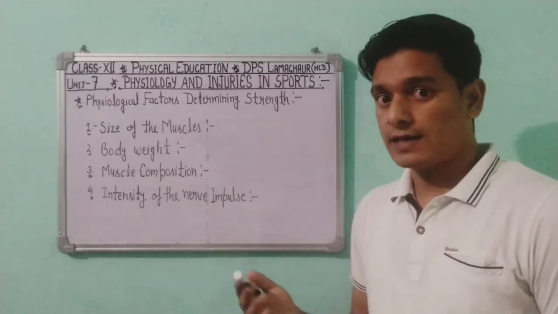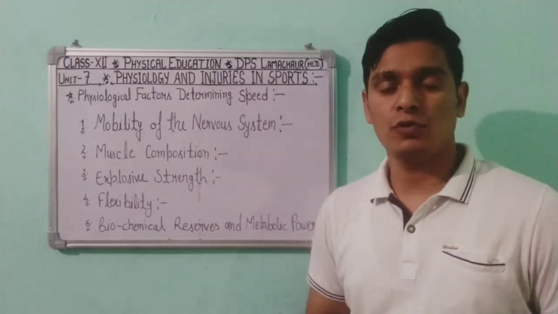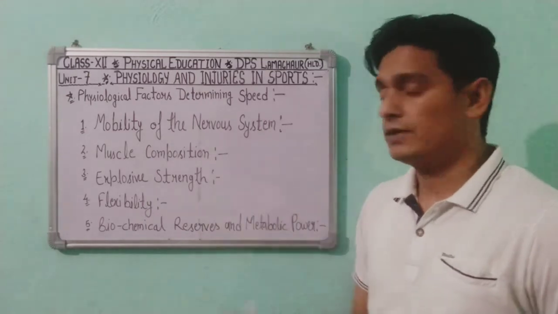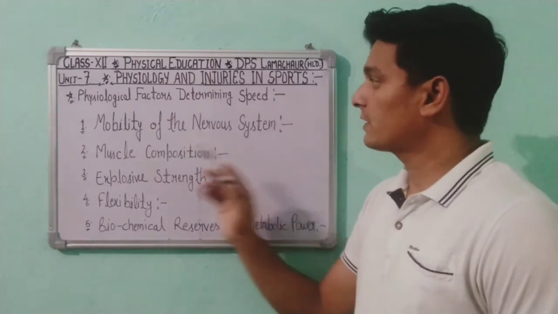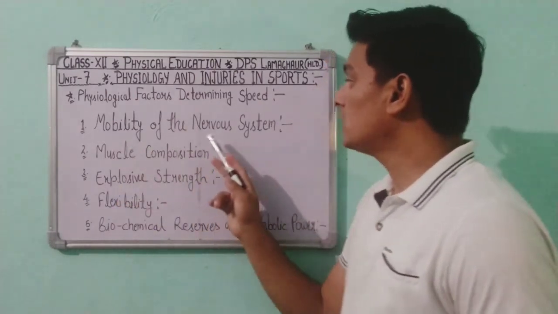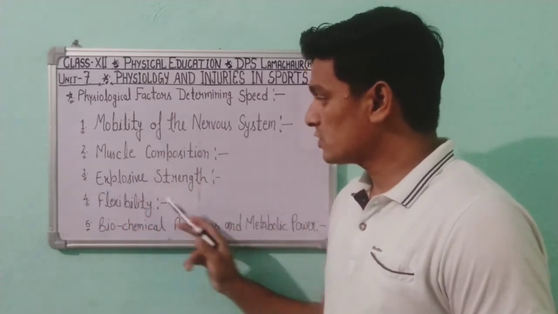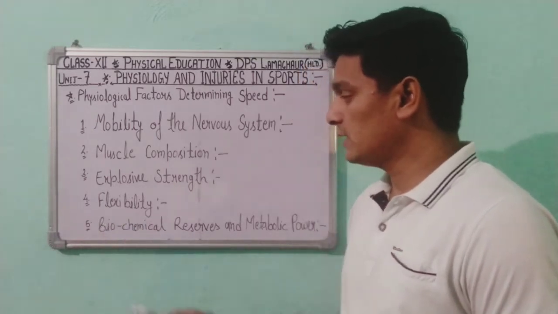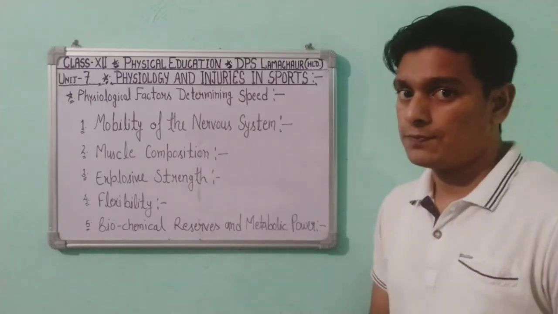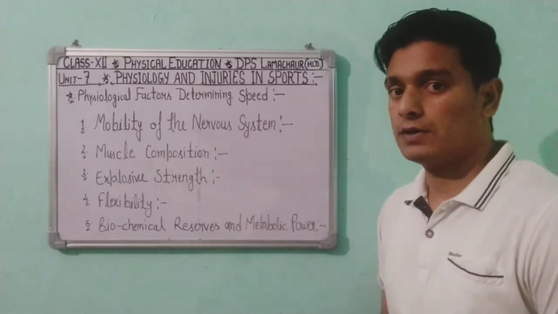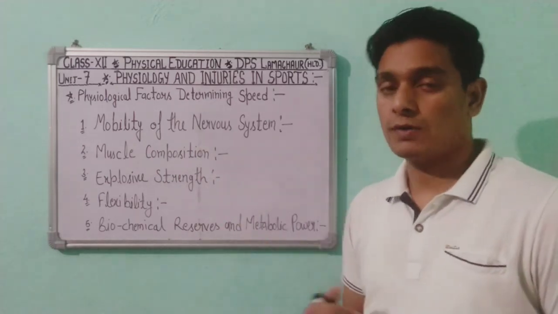Now let's know next the physiological factors determining speed. The next component of physical fitness is speed. Now I am going to tell you about the physiological factors determining speed. These factors are: first, mobility of the nervous system; second, muscle composition; third, explosive strength; number 4, flexibility; number 5, biochemical reserve and metabolic power. Now I will explain all of these one by one. So the first is mobility of the nervous system. Now let's know about it.